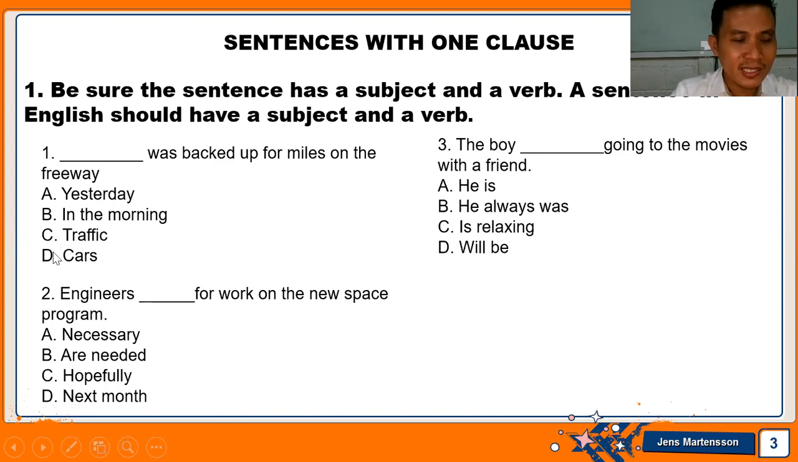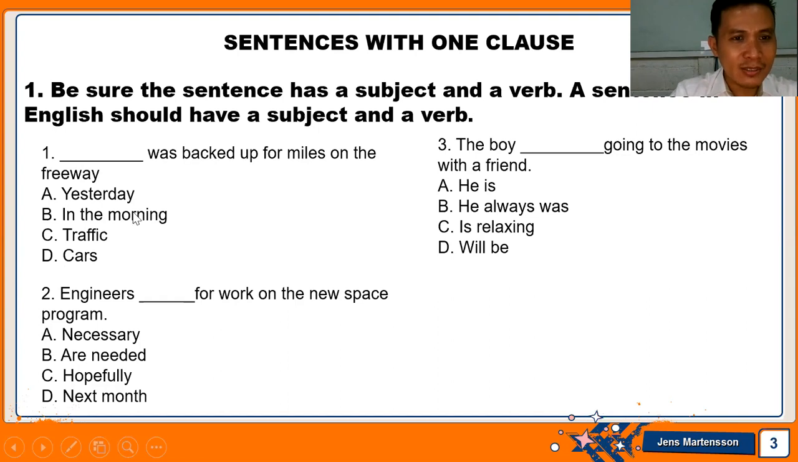But the problem is, traffic is singular and cars is singular or plural? Plural. What does the sentence need here, plural or singular? Singular, sir. Why? Because it's was, not were. This one is was, right? The verb is singular, was here.